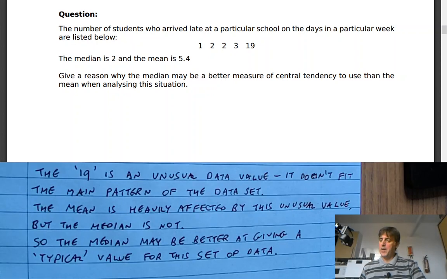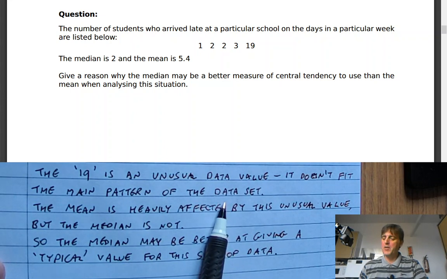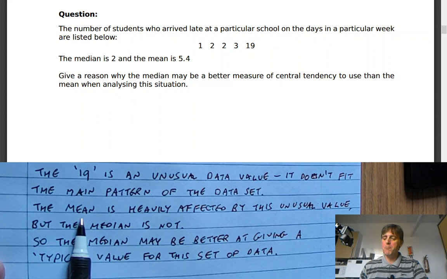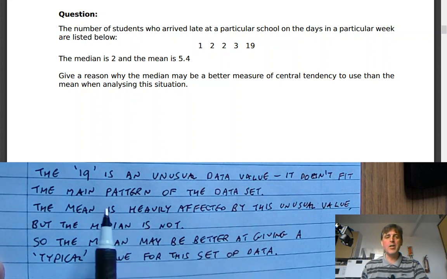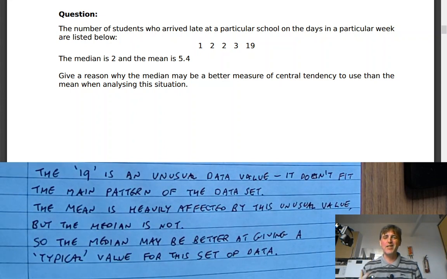So what did you think then here? Well, you probably noticed quite quickly that there's a very unusual item of data. That 19 doesn't really fit the pattern of the main data here. So that's going to heavily affect the mean, but it's not really going to affect the median at all. So you could argue that the median is better at giving a typical value for this set of data because of that unusual 19 value, which really heavily affects and distorts the mean and means that that number of 5.4 for the mean is not really representing a typical number from that set anymore.